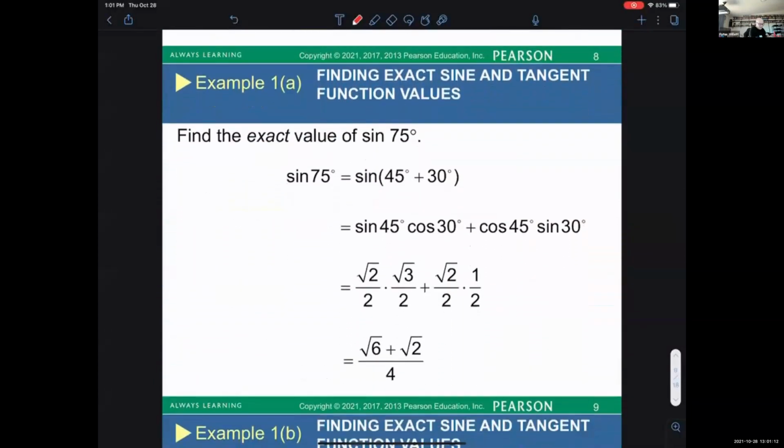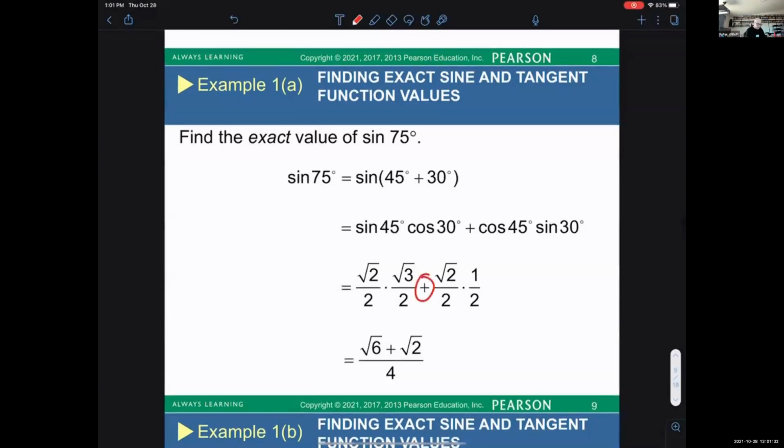Find the exact value of sine of 75 degrees. So I just did 15 degrees, which was the difference between the 45 and the 30. And they're doing 75 degrees, which is the sum of the 45 and the 30. So this will almost look the same as what I did. But what will end up happening is they'll end up with a plus in the middle of their answer, whereas I ended up with a minus, but everything else was the same as the example that I did in the beginning.